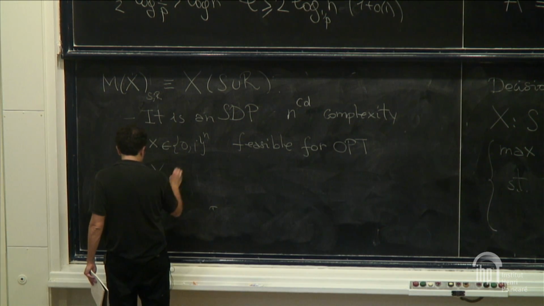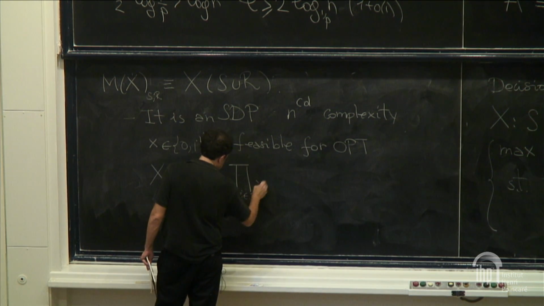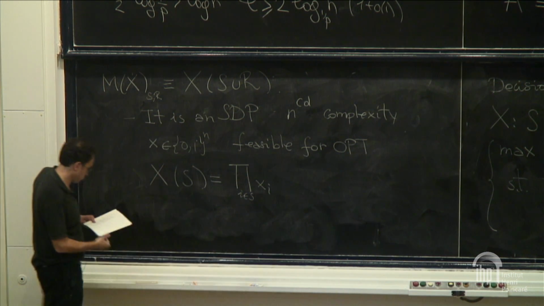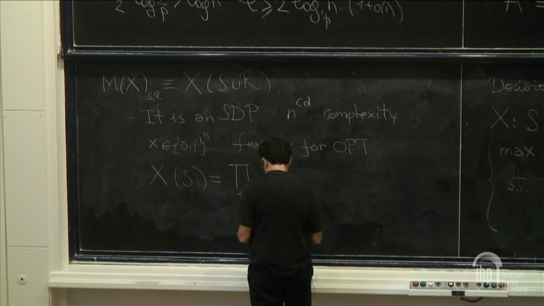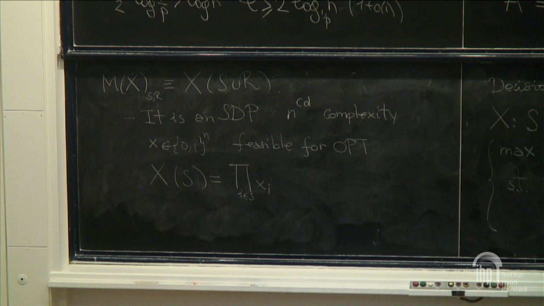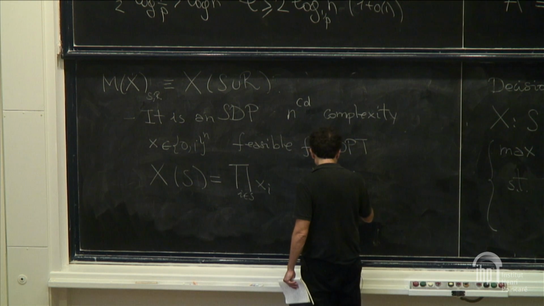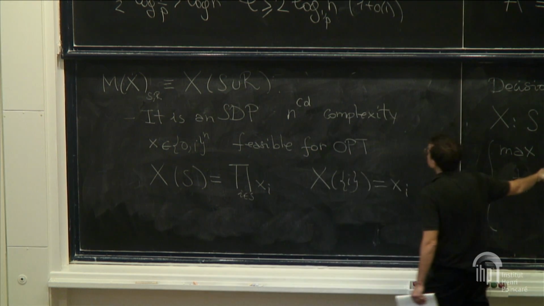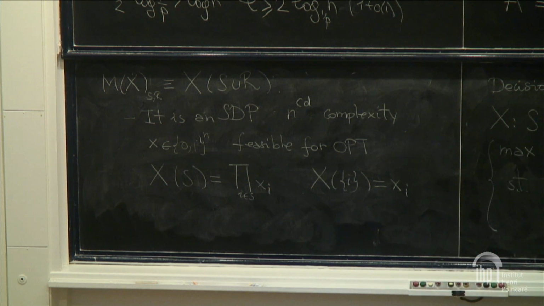Well, we do it in this way. For every set S, you take the product over i in S of xi. And I claim that this is feasible for this problem here. Why? Well, first of all, this objective is exactly the same objective as before, because X of entry i is just xi. So this objective here, if you do this setting, reduces to the objective that I had there. Second, X of the empty set is 1, of course.